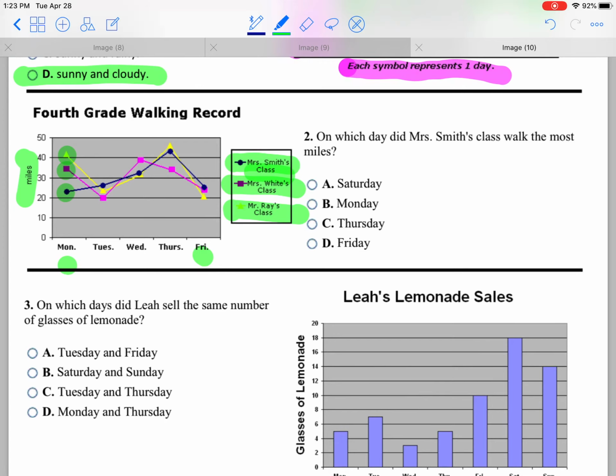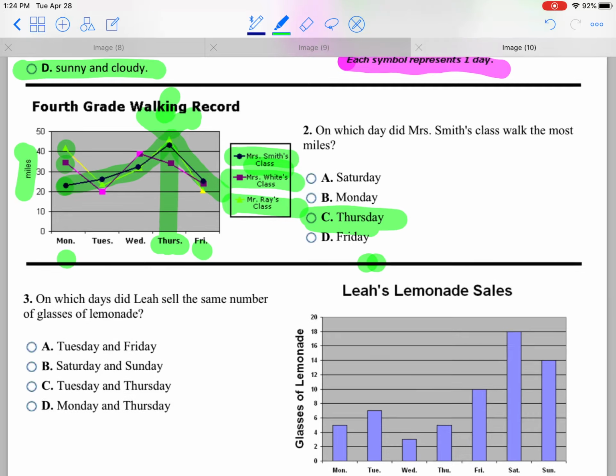So it says, on which day did Mrs. Smith's class walk the most miles? And Mrs. Smith, remember, is our blue dot. And when we look at this blue dot, it trends up and then comes down. So we're looking at this top point here. And we can see that that day, when we look on down here, was Thursday. So they did the most on Thursday.